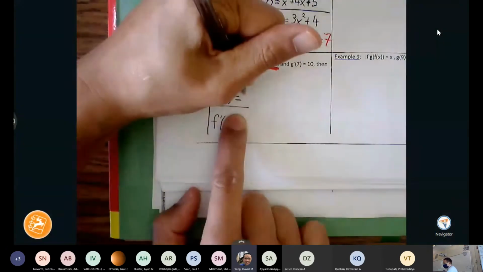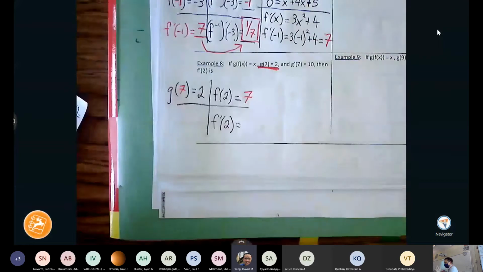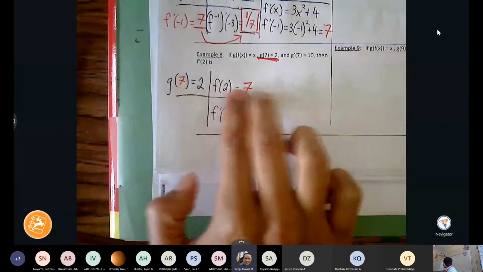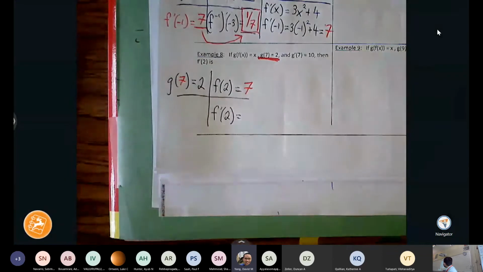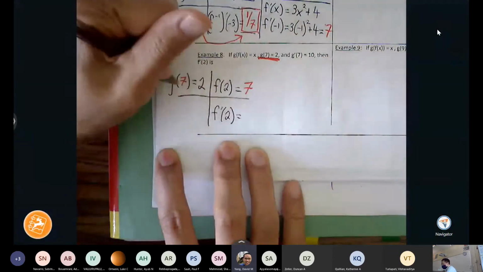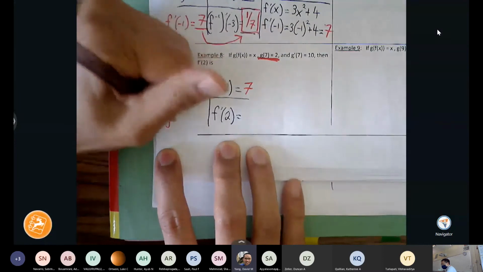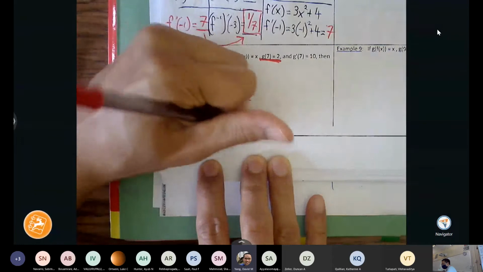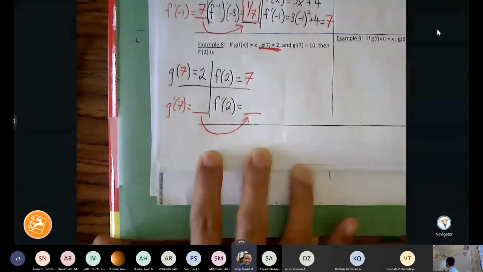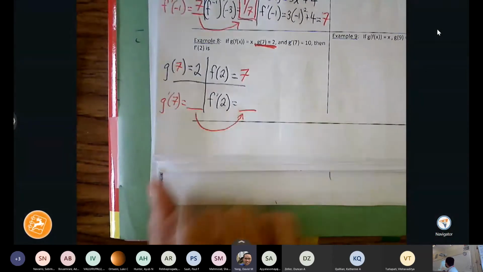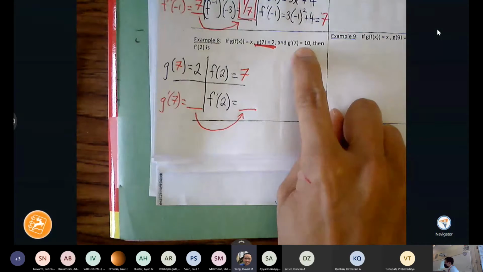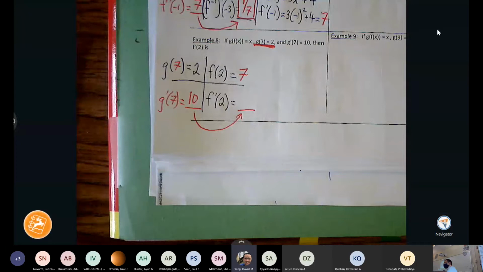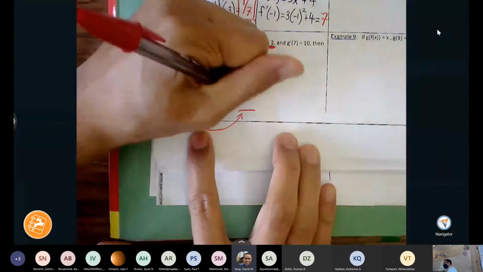So if g of 7 equals 2, I know f of 2 is equal to 7. Okay, I'm going to get that relationship there between the numeric values for my ordered pair. So then if I have 7, that's good, right? Because if I can find g prime of 7, then that will help lead me to what I'm looking for, which is f prime of 2. Okay, what's g prime of 7? That's given to us as well, right? So if g prime of 7 is 10, then f prime of 2 must be, that's it.